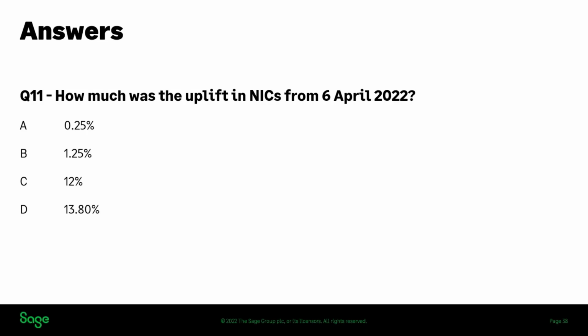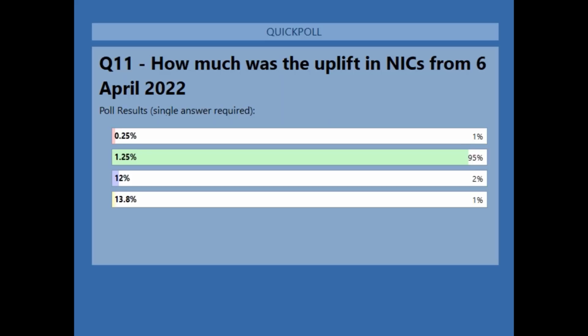Okay, now we're on to question 11. Again, we shall share the responses. Now, this had an overwhelming majority of 95% of you going with 1.25% for that national insurance uplift on the 6th of April. So we'll probably make this one a little harder next time because this seemed like a bit of an easy question, but we'll hand it over to Duncan to reveal whether you were all right or not.